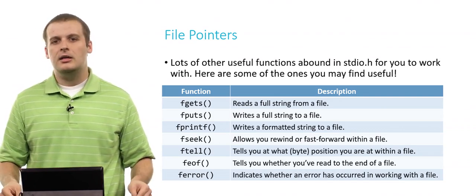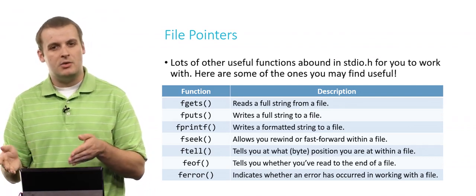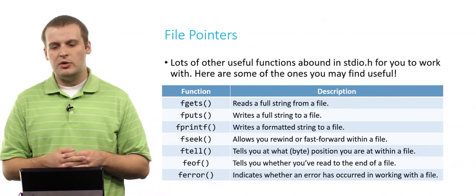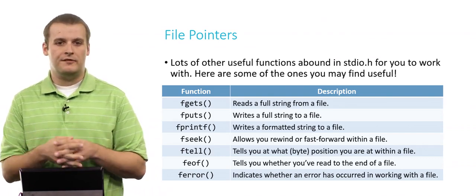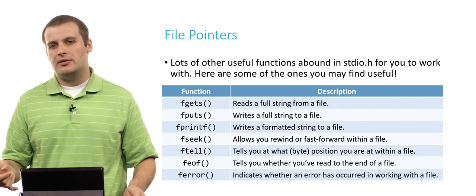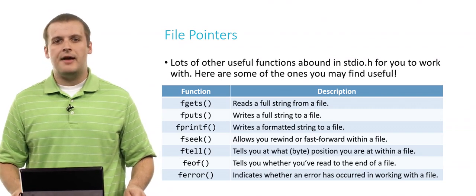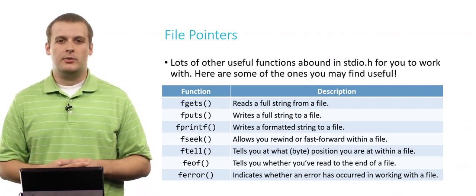And ftell, again, similar to a DVD player, is like a little clock that tells you how many minutes and seconds you are into a particular movie. Similarly, ftell tells you how many bytes you are into the file. feof is a different version of detecting whether you've reached the end of the file. And ferror is a function that you can use to detect whether something has gone wrong working with a file.